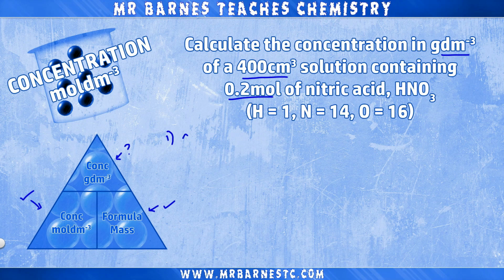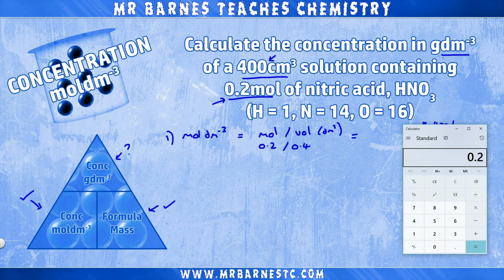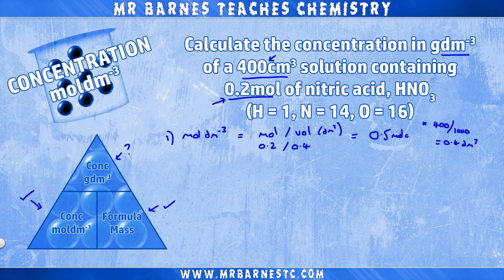So step 1, let's work out the concentration in moles per decimeter cubed, which is moles, 0.2, divided by volume in decimeters cubed. So to get it into decimeter cubed, I need 400 centimeter cubed divided by 1000, giving me 0.4 decimeter cubed. Therefore my concentration is 0.2 divided by 0.4, giving me a concentration of 0.5 moles per decimeter cubed.